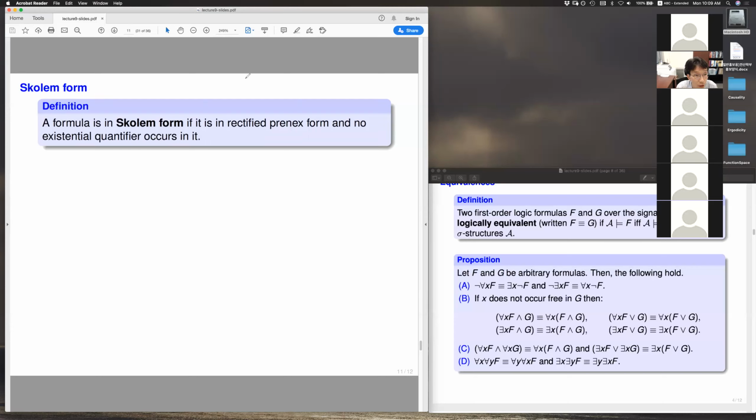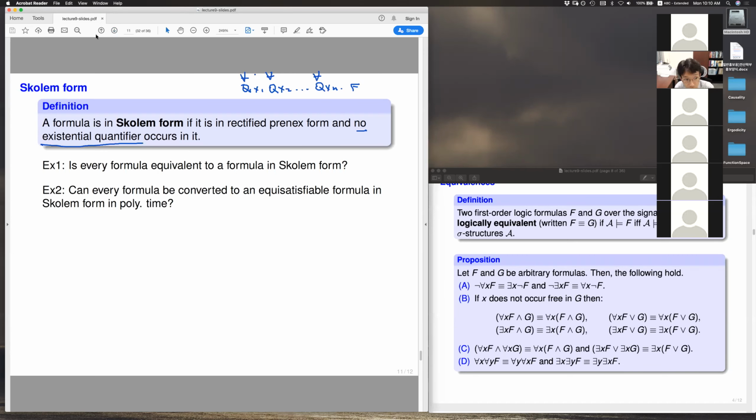So it should be of the form where we have a bunch of quantifications x1 through xn, and some formula F. And then all the bound variables and all the free variables should be different. So it should be a rectified Prenex form. But one big requirement is that it shouldn't contain any existential quantification, which means that all the quantifiers should be universal quantification. So that's a very specific form. I have a formula where all the quantifications are on the outside, and those quantifications are all universal quantification. And this is the Skolem form.